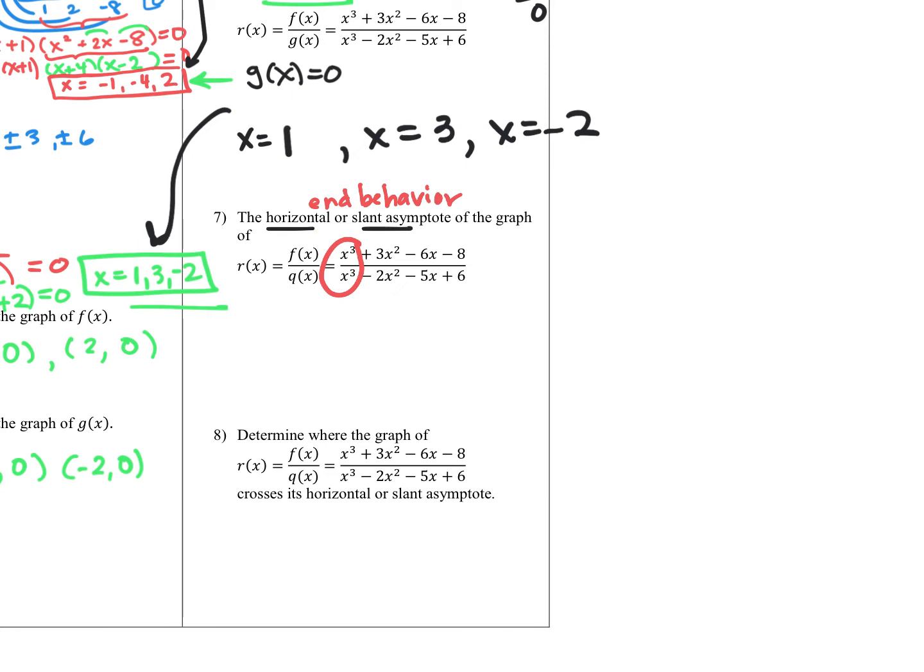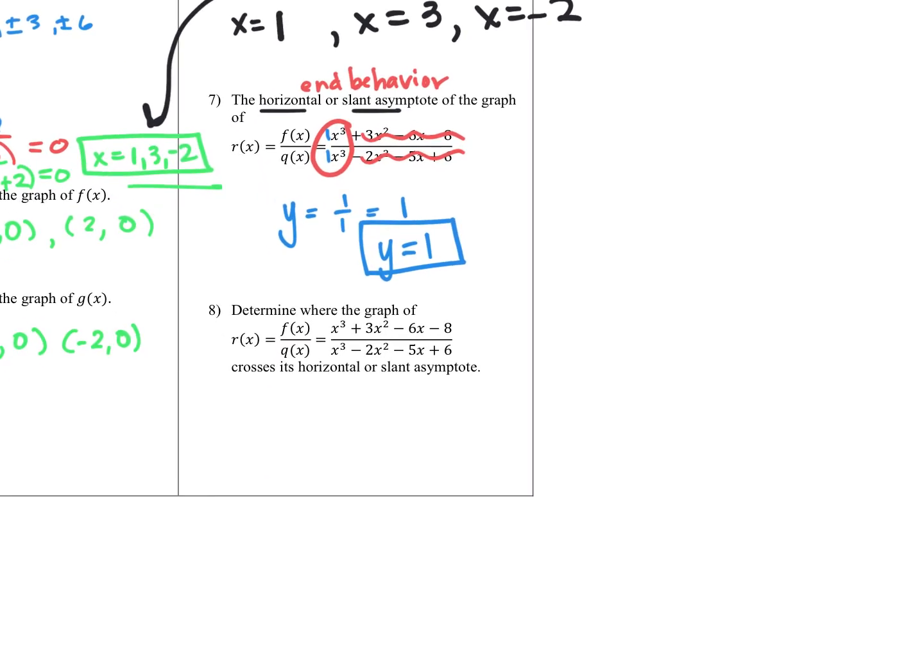So when x gets really, really big, that stuff doesn't matter. We just have x cubed over x cubed, which is really just 1. So those coefficients right there are 1. So since they're the same degree, we'll say y equals that 1 over 1, so 1. So in the end, everything's going to get close to that horizontal line, y equals 1.